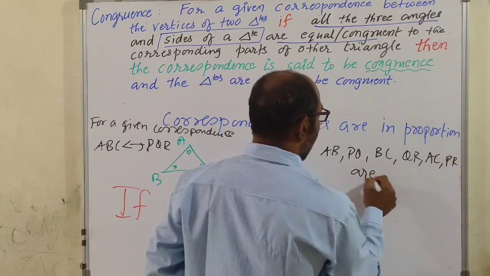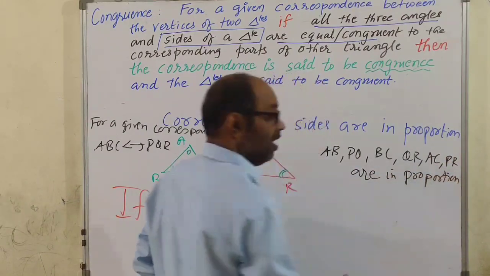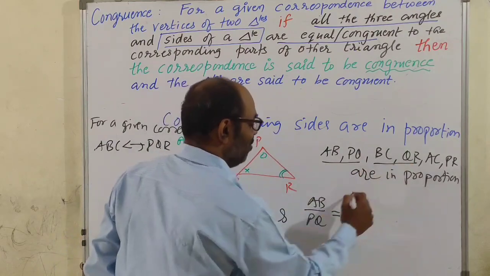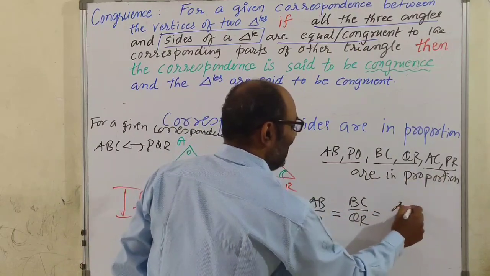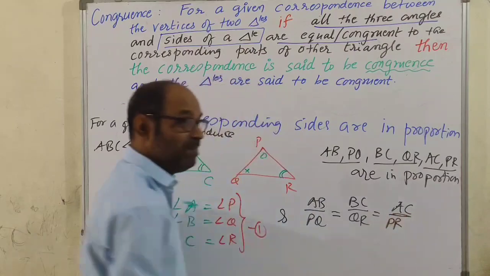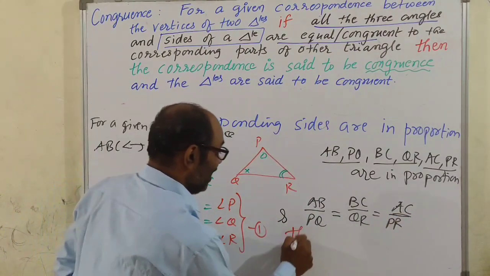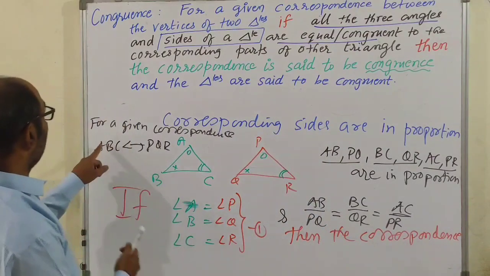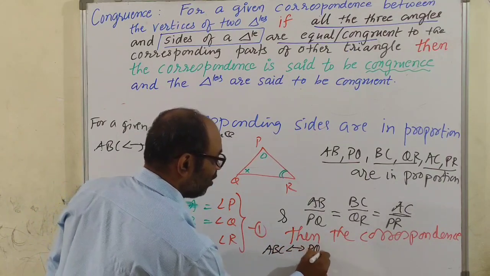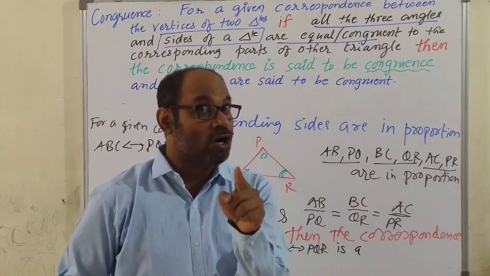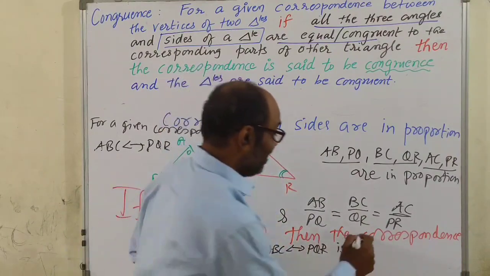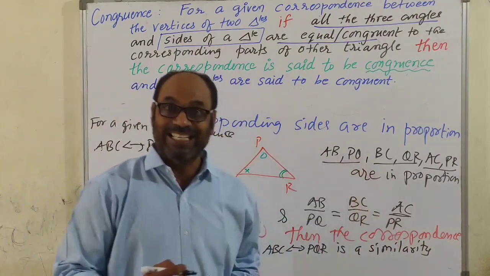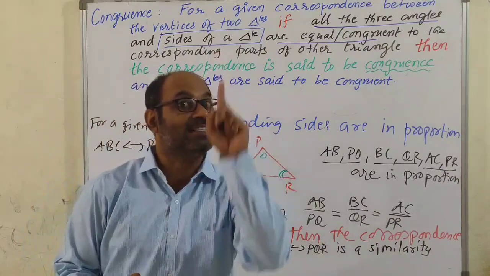AC and PR are in proportion. Are in proportion. What does that mean? Say, AB upon PQ is equal to BC upon QR is equal to AC upon PR. Then, children, the correspondence. Which correspondence? ABC corresponds to PQR is a congruence. No, not congruence. Similarity. So if corresponding angles are congruent and corresponding sides are in proportion, then that correspondence is a similarity.